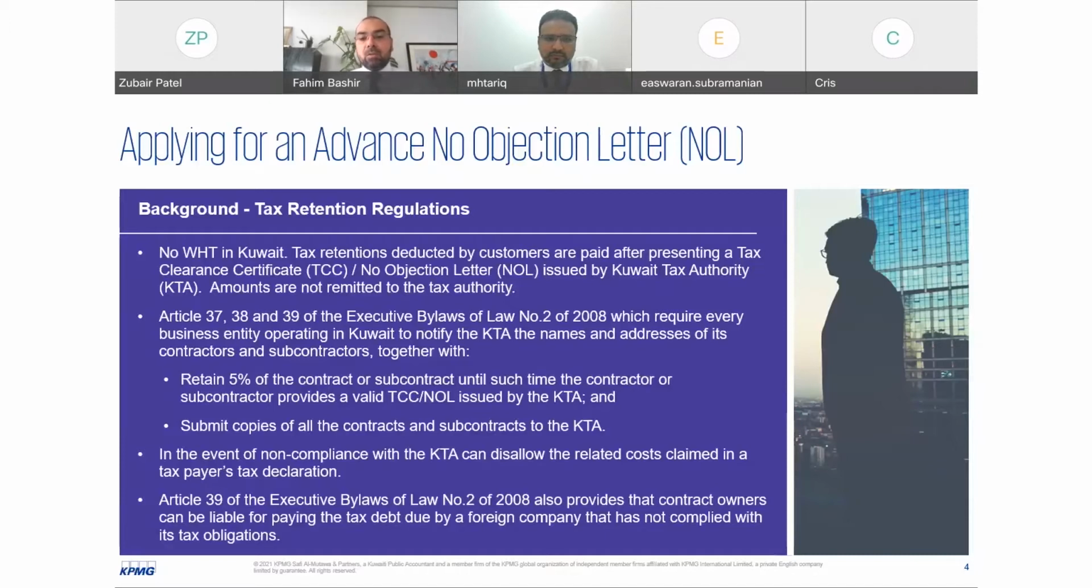And really the whole objective, obviously, of this process that we'll discuss today is how efficiently you obtain this no objection letter, which will allow your contract owner to release the 5% tax retention. And it is really driven by this retention, which has been introduced to help the tax authority enforce the corporate income tax law.